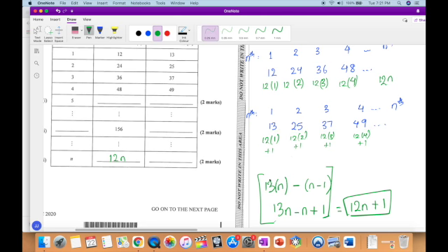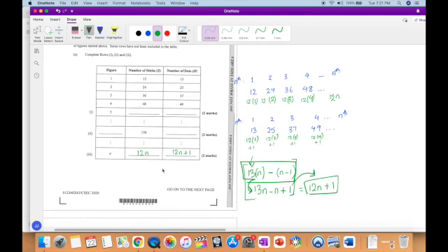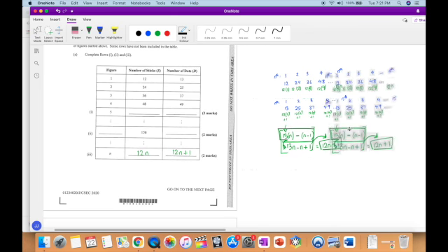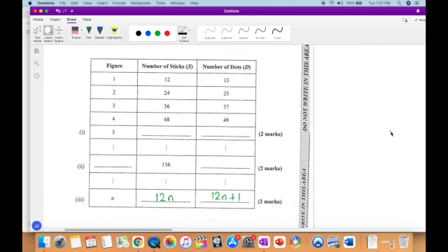But I tried multiplying by 13 first, and so I got something that was a little more complicated, but I was able to use algebra to still find the answer, right? So the answer here is 12n plus 1. And I do suggest that you guys take a look at that video. It really is just 20 minutes. And one of these questions does come in every paper too. So you really want to check that out, right?